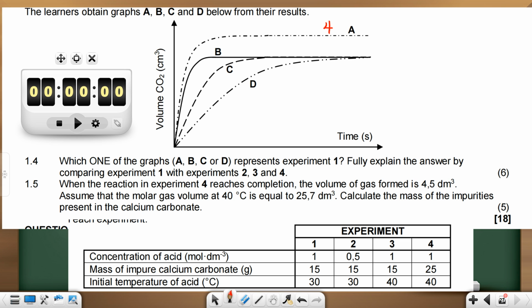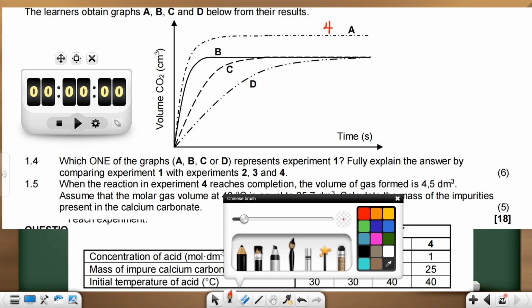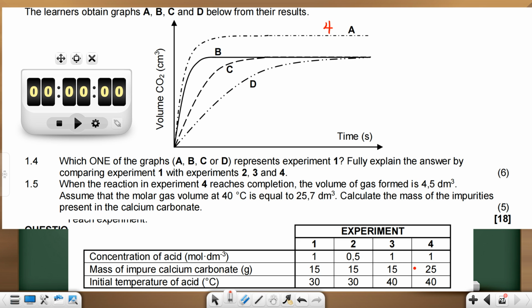More reactants? Yes. Okay, hold on. I wanted to check this. All of these are 15. No matter what you do, we will have the same product. What will be different is how fast we produce them. That's why these 3 graphs, can you see volume produced? I don't know if it's making sense.